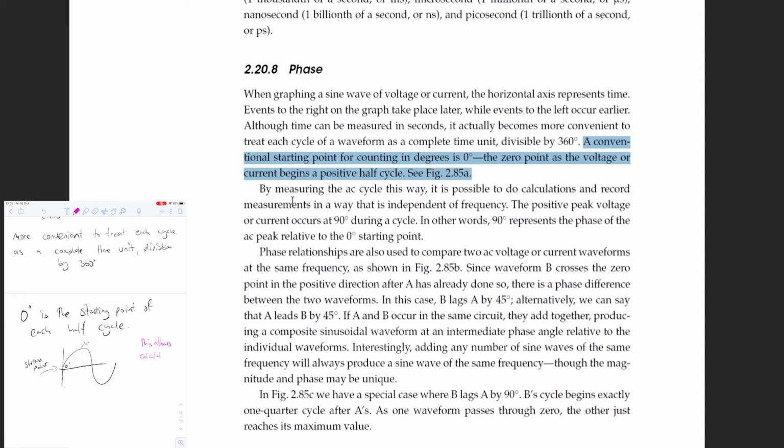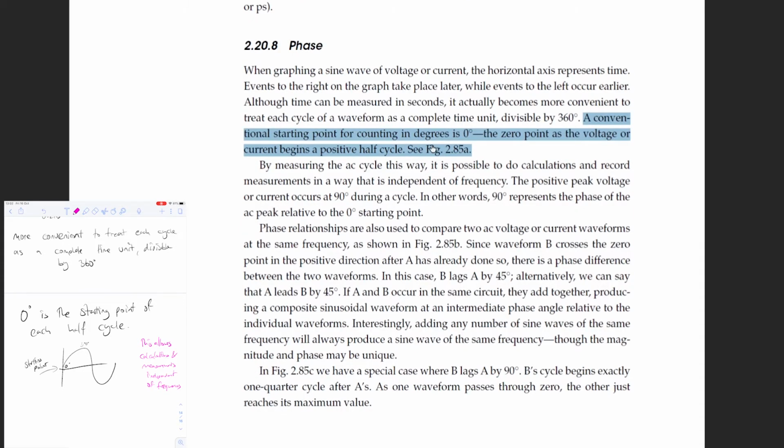This allows calculations and measurements independent of frequency. Right. Okay. The positive peak voltage or current occurs at 90 degrees during a cycle. In other words, 90 degrees represents the phase of the AC peak. 90 degrees represents the phase.